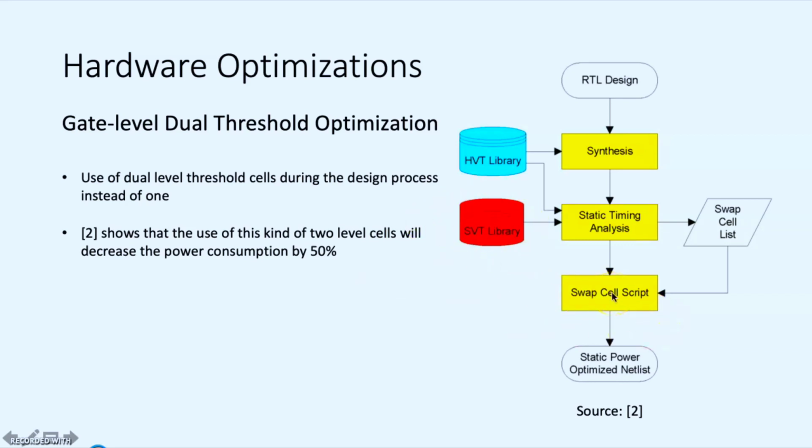The swap cell script helps in swapping the SVT library, and then again you rerun the static timing analysis, so that finally you end up with no timing violation, and at the end you can see that you decreased the power consumption by 50%. One of the major disadvantages of this paper is that the frequency of operation is 500 megahertz, which is too low for the present day, because most present day processors run at 2.4 gigahertz at minimum.